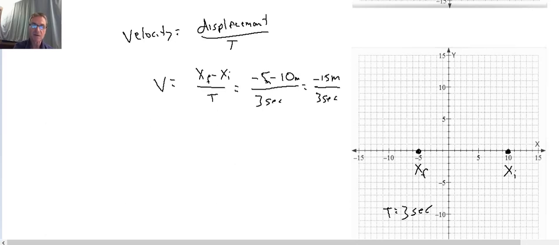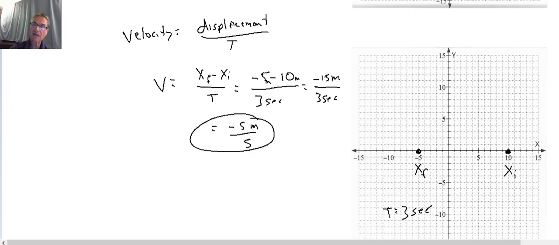And this gives us a velocity equal to negative 5 meters per second if I was traveling at a constant velocity. And we're going to assume that our velocity is constant at this point because we haven't talked about acceleration. Okay, so that's how we determine velocity.